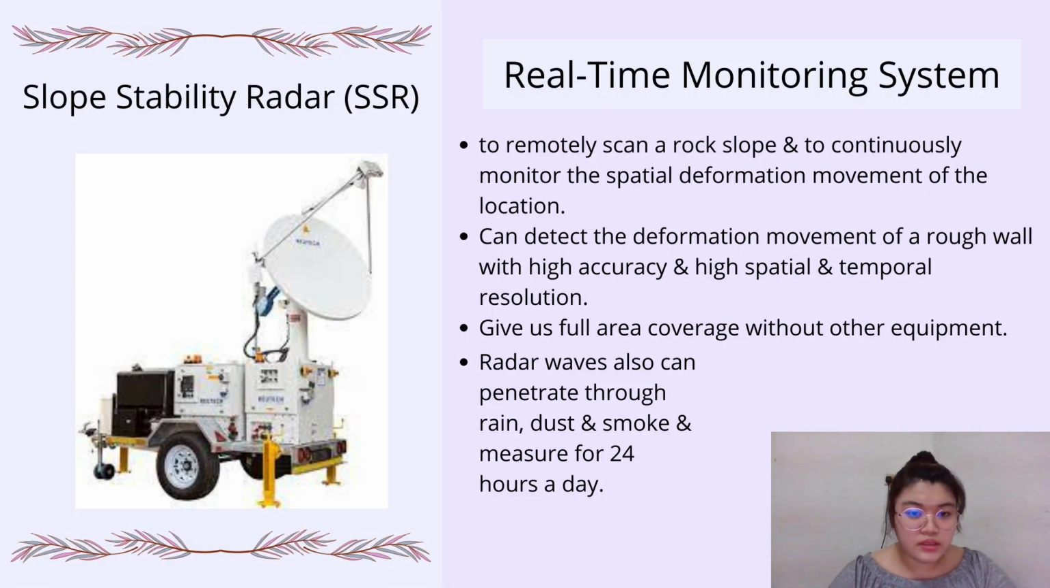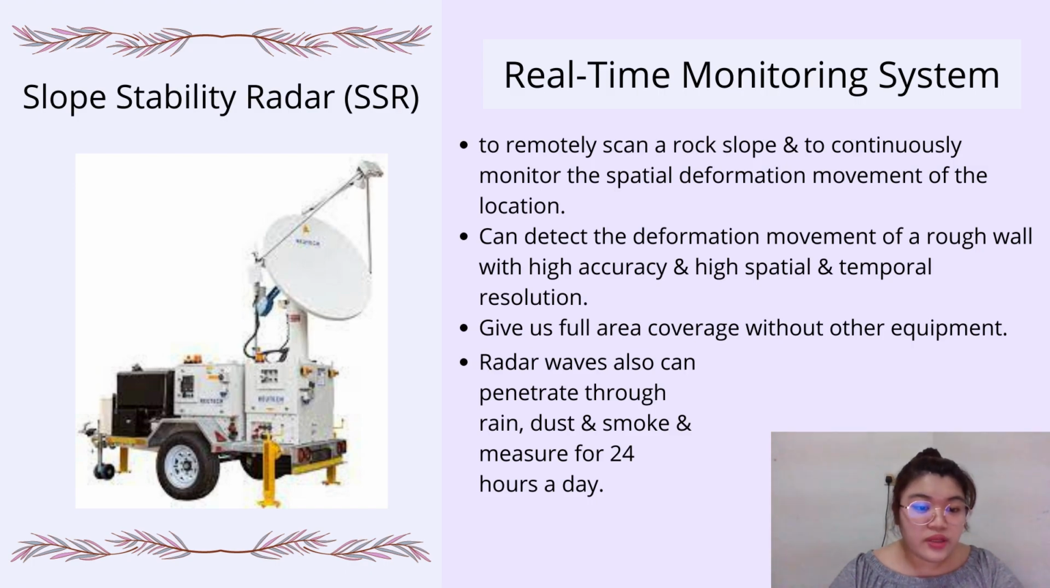Real-time monitoring systems. A real-time monitoring system means it can monitor a place for 24 hours. There are slope stability radar and movement and surveying radar. Slope stability radar or SSR is to remotely scan a rock slope and continuously monitor the spatial deformation movement of the locations. It can detect the deformation movement of a rock wall with high accuracy and high spatial and temporal resolutions. It gives us full area coverage.